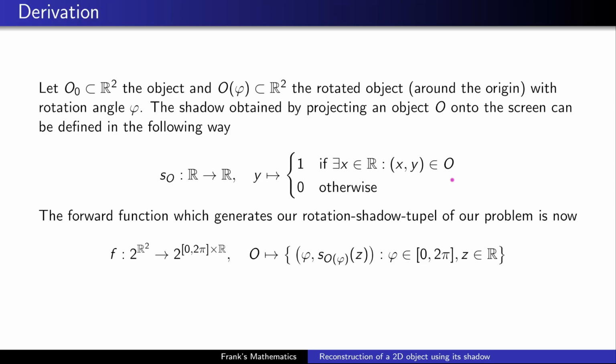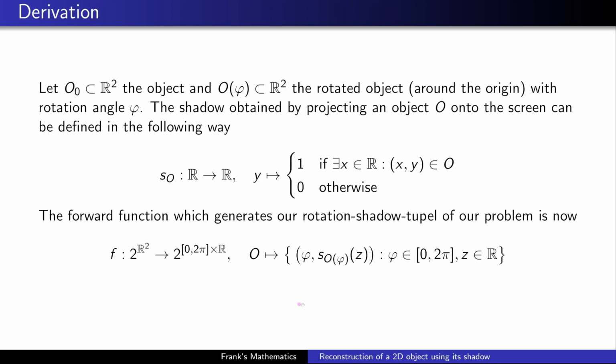This can now be combined into our forward function, which generates for any given object the rotation shadow tuple in the following way. We start in the power set of R2, meaning any given subset of our space R2 is now mapped into any given subset of the space 0 to 2π times R. So 0 to 2π is of course our rotation angle, and our space R is our screen.